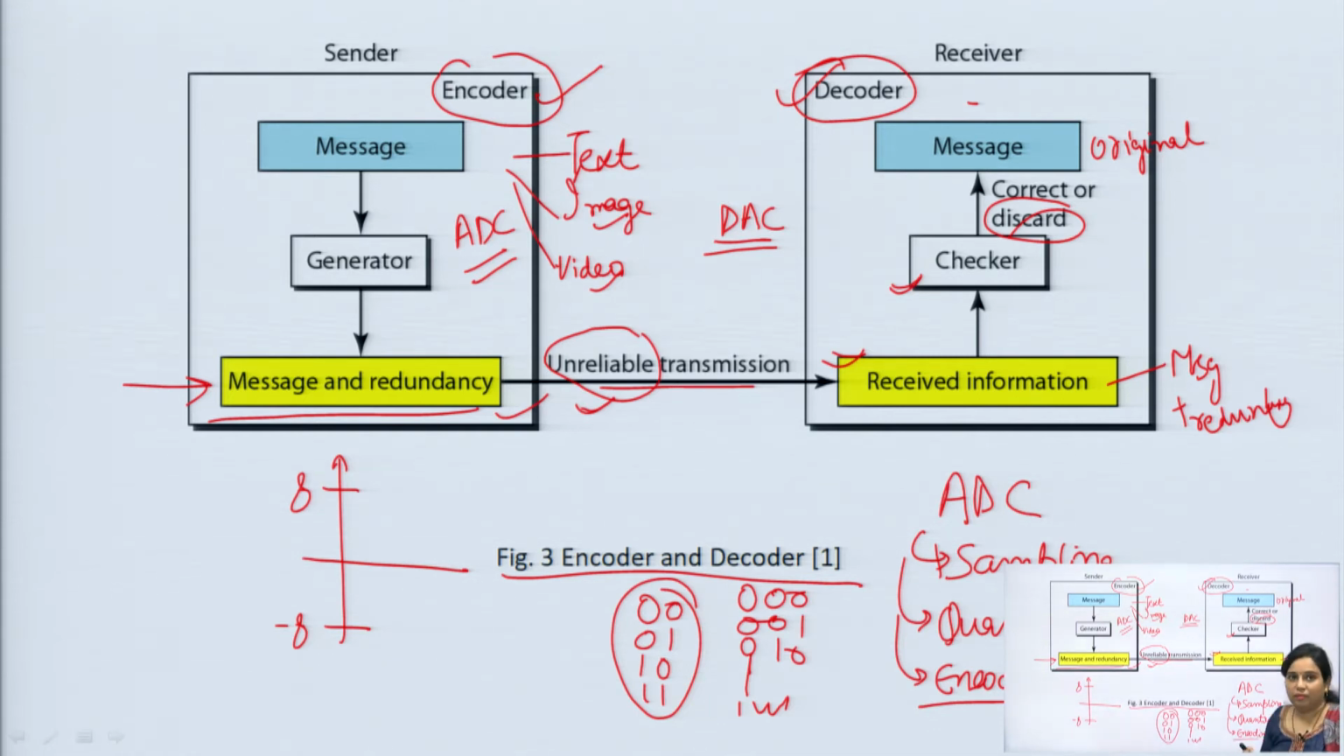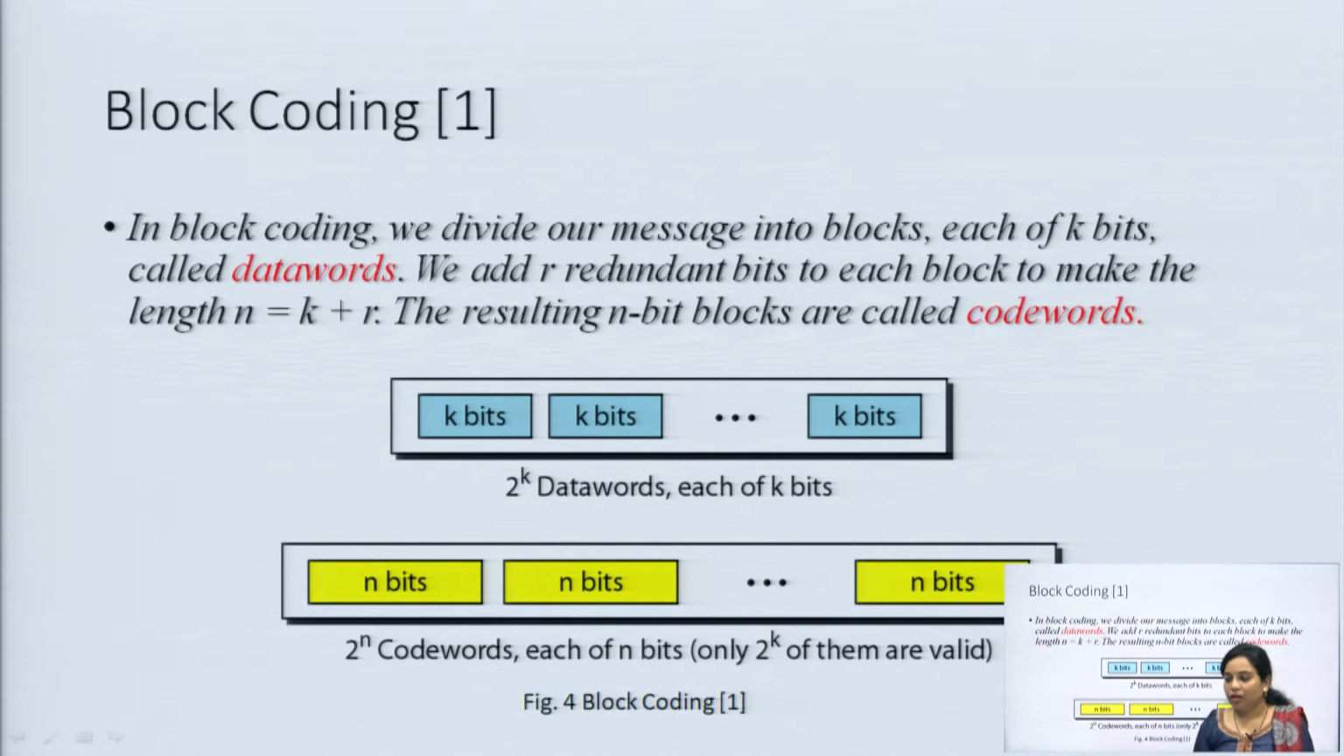Now, in the coming slides we are going to see how the information will be checked, because there are different codes available to detect whether an error has occurred or not, and there are different codes available where you can correct the error which has occurred. So, this is the introduction of encoder and decoder. Now, next we will see block coding.